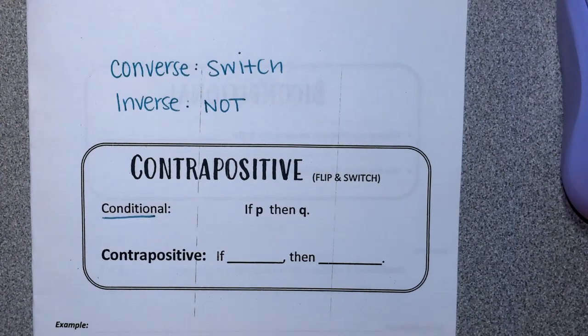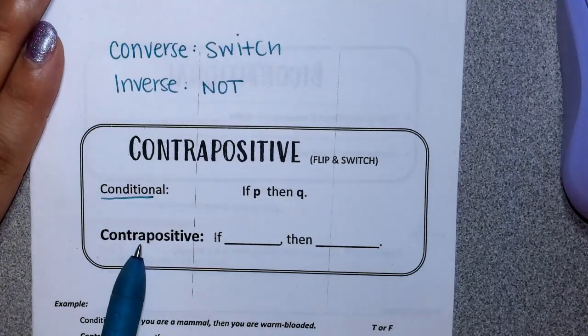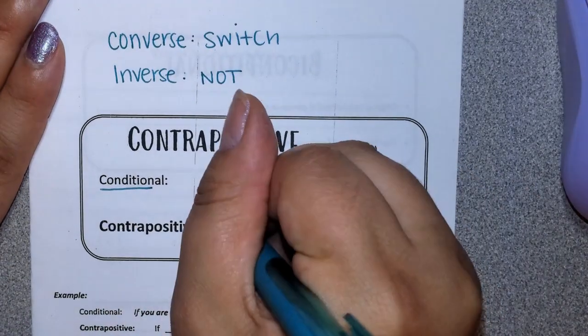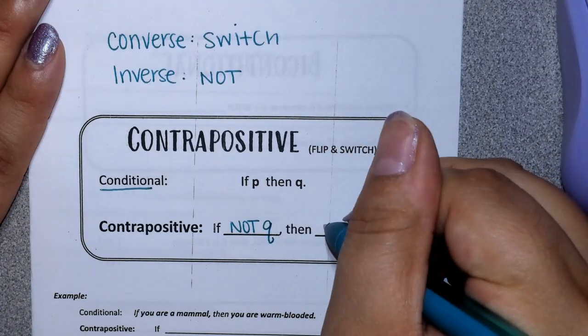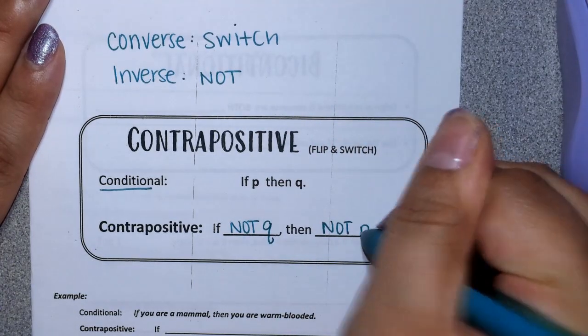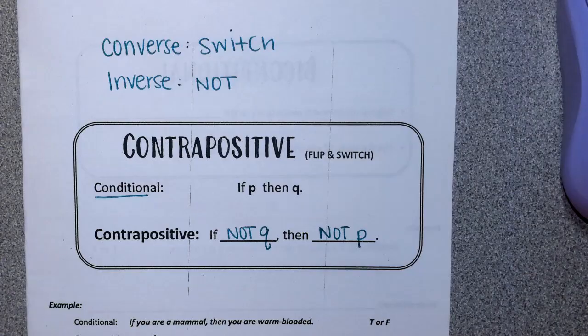Does anybody want to guess what contrapositive means? It says flip and switch right next to it, and it does mean both at the same time. You are both going to add not and switch them around. So contrapositive would be what? If not Q, then not P. Switch them and add not in front is our contrapositive.